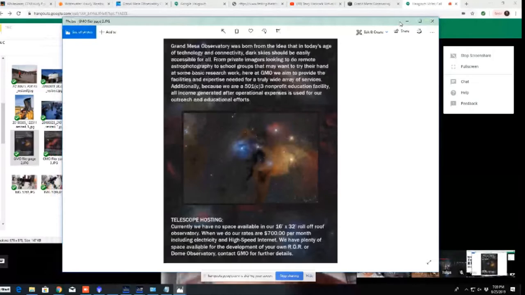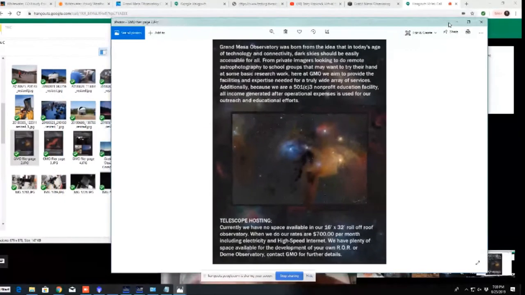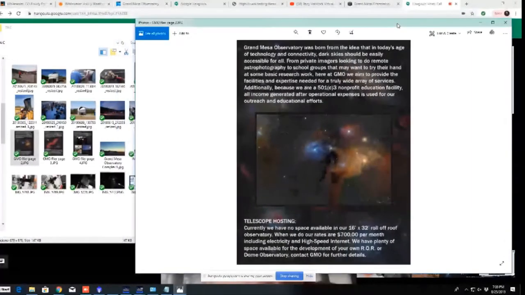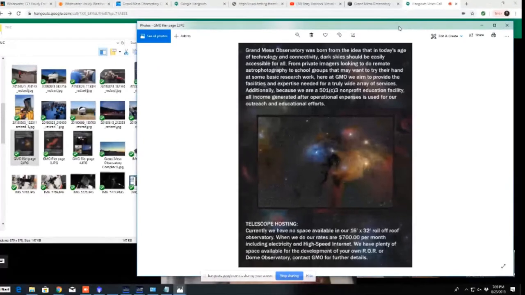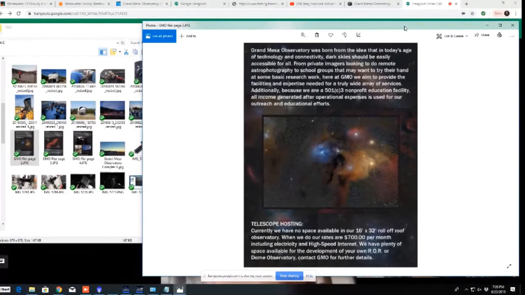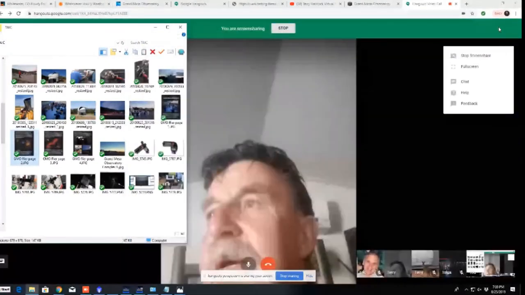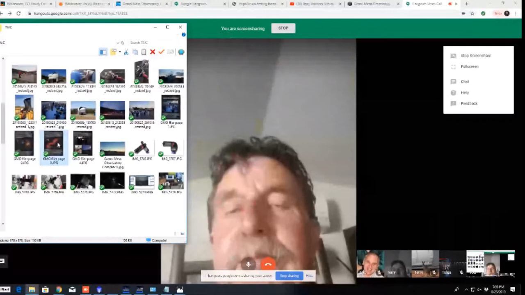At the moment, we don't have any space available, but when we do, we charge $700 a month for telescope hosting. That means the customer has to provide his telescope and mount and gear. And we provide internet, which is 60 megabits down and 60 up. And we include 5 hours of maintenance each month. And so, I think it's a pretty good deal.